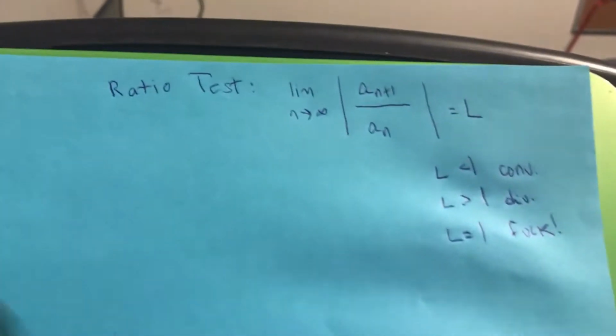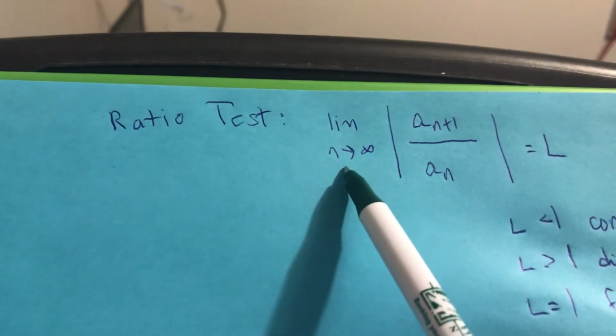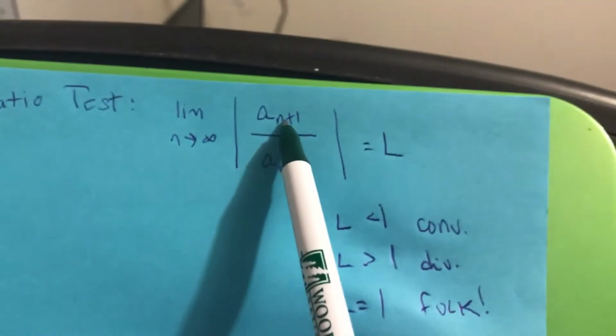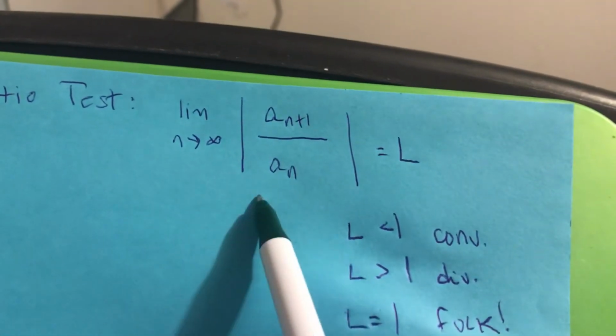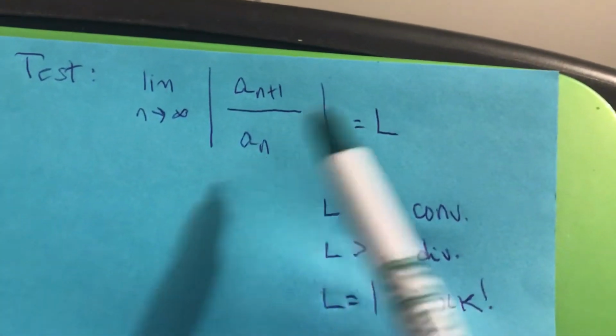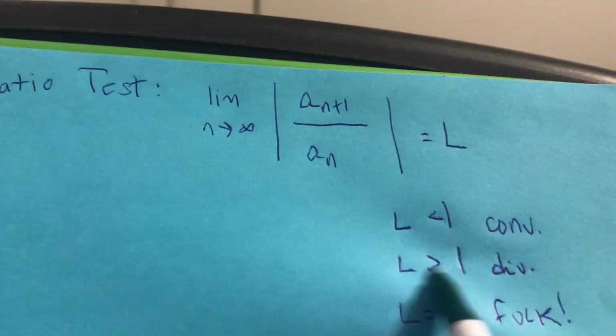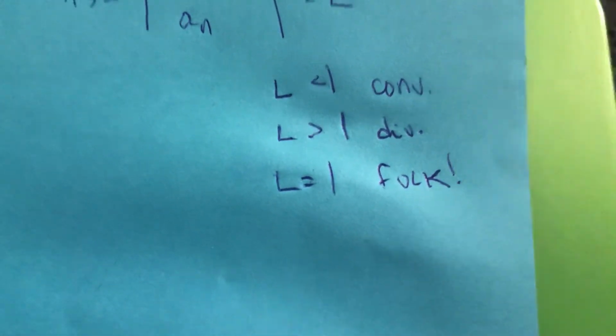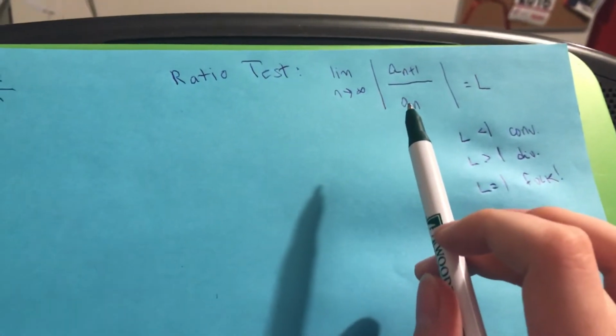So for the ratio test, you take the limit as n approaches infinity of the absolute value of a_(n+1) over a_n, and that'll give you something, L. If L is less than 1, our series converges. If L is greater than 1, the series diverges. If L equals 1, then you have to do something else, like the comparison test. So we'll do this and we'll see what happens.